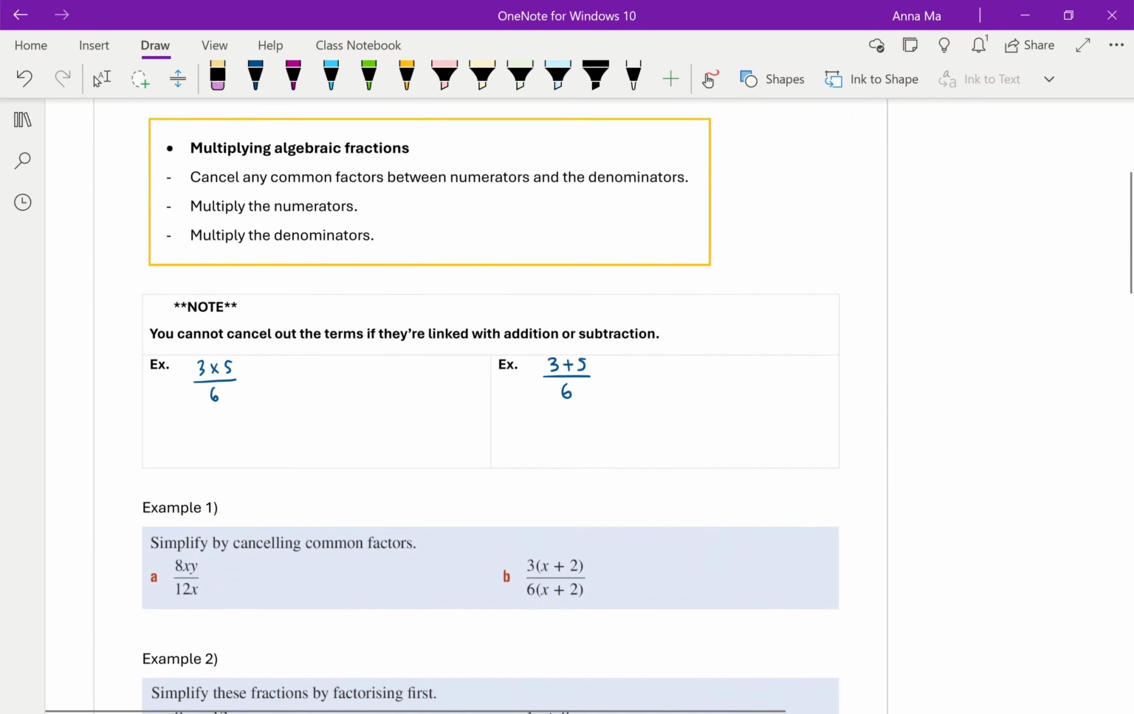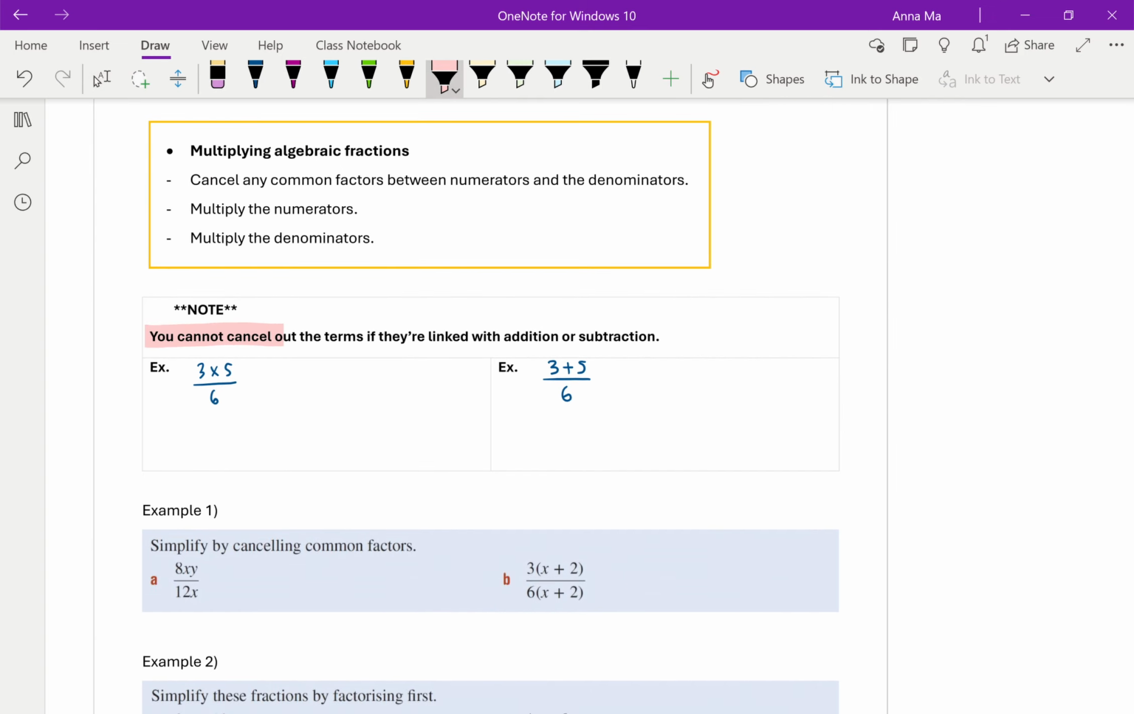Now there's an important thing you have to note. You cannot cancel out any terms if they're linked with addition or subtraction. So I'll show you the examples down here, but you don't have to copy down these notes. Have a look at the first one. The fraction is 3 times 5 all over 6. You can see that it's got the multiplication on the top. So what I could have done is just do 15 over 6. And if you simplify by dividing both top and bottom by 3, you would get 5 over 2.